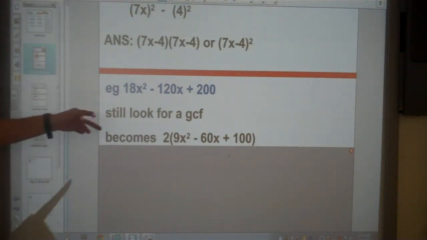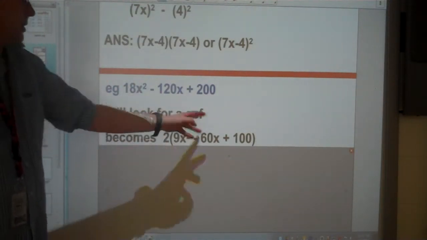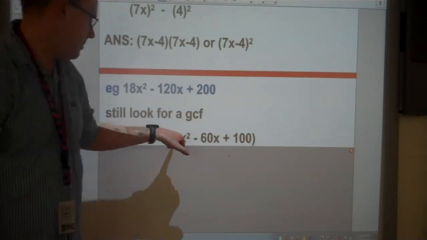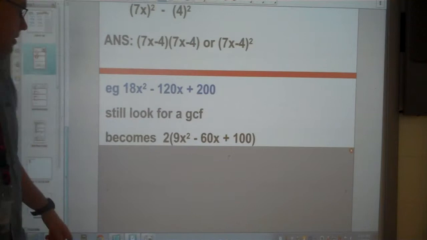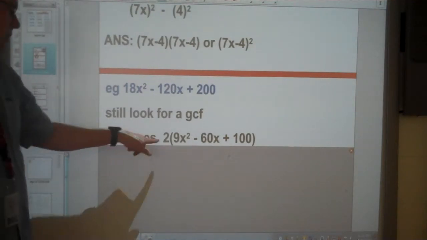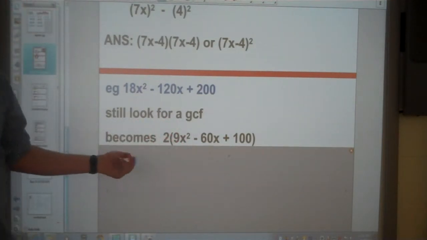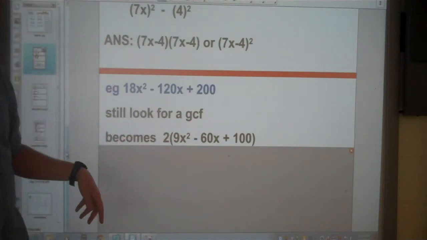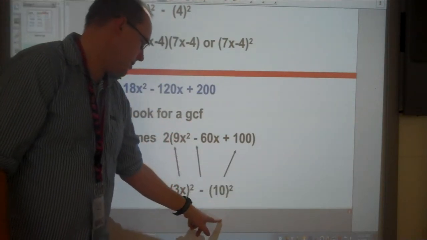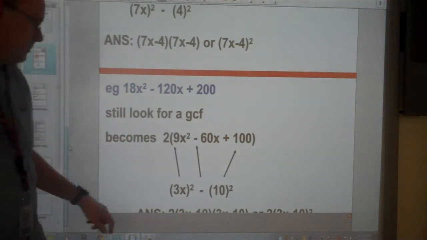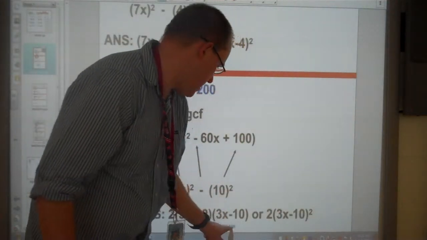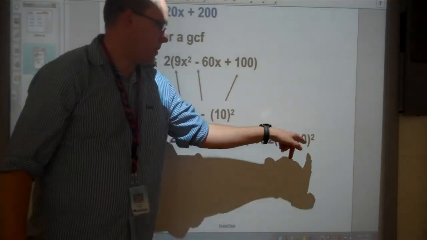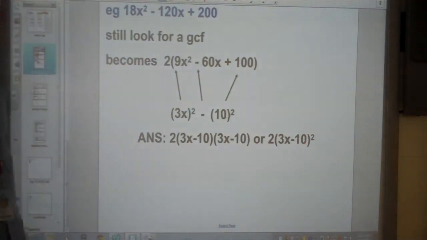So 2 times 9x squared gives me 18x squared, 2 times 60 gives me 120, and 2 times 100 gives me 200. But notice now these are both perfect squares as well, the 9 and the 100. So the square root of 9x squared is going to be 3x, the square root of 100 is going to be 10. Negative for both, so 3x minus 10, 3x minus 10. And as it's the same thing multiplied together, once again we could put square.